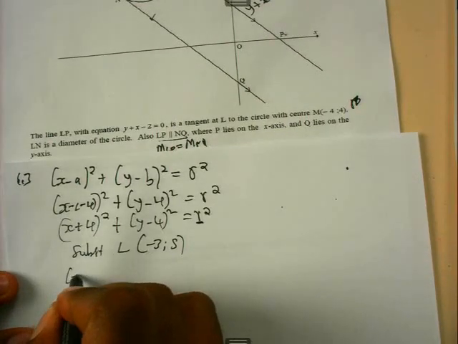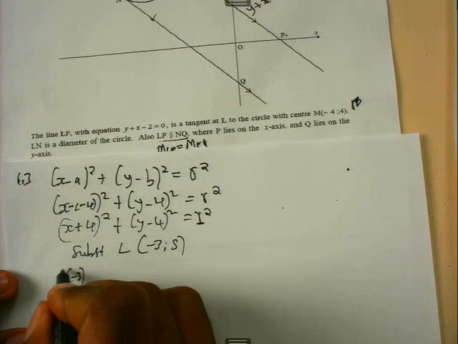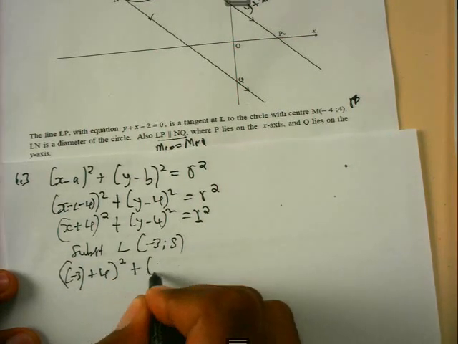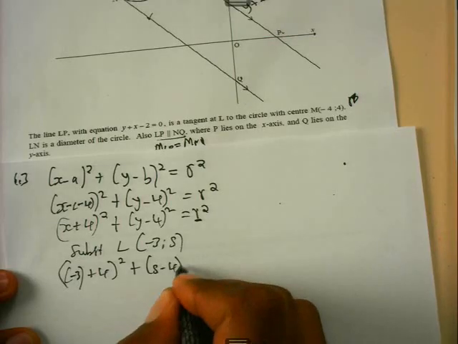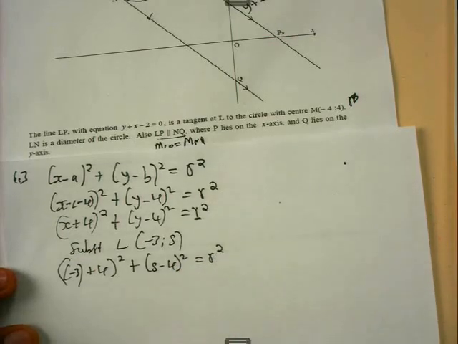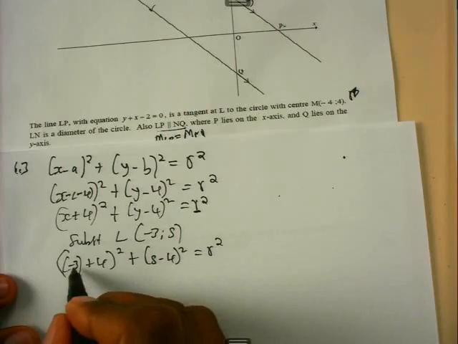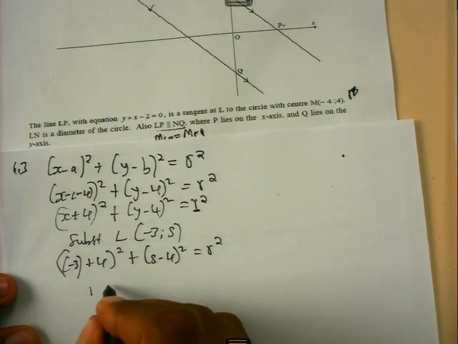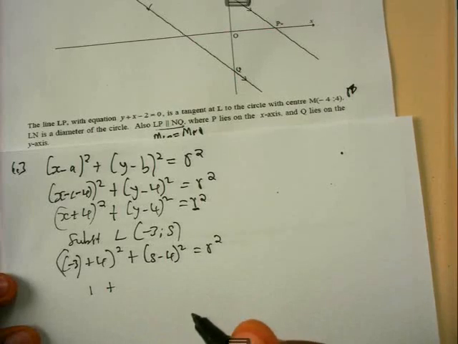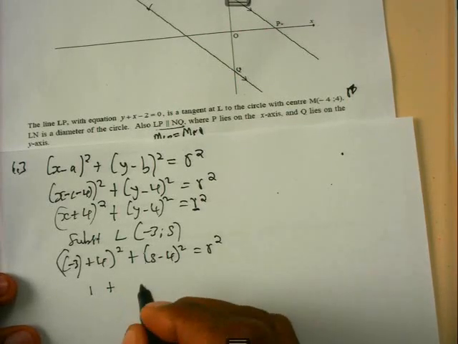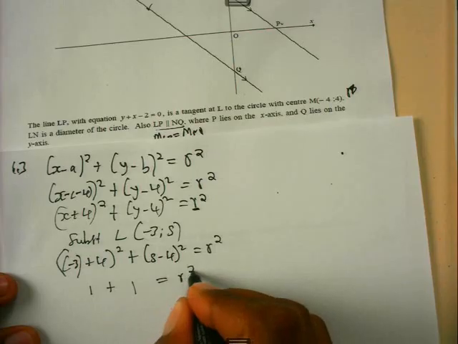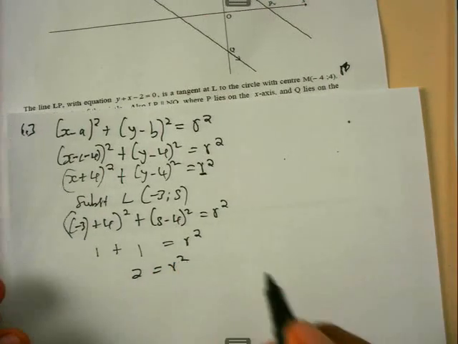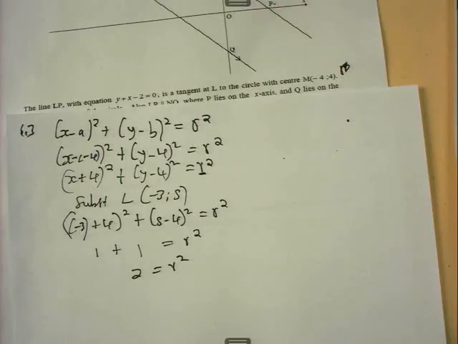Right, the x there is minus 3, then plus 4 all squared, and now we have y is 5, minus 4 all squared, is equal to r squared. Now from here, minus 3 plus 4 is 1, then 1 squared is 1, plus 5 minus 4 is 1, and when you square it, it's also 1, which is equal to r squared. 1 plus 1 is 2, there we are. Then r squared is equal to 2.